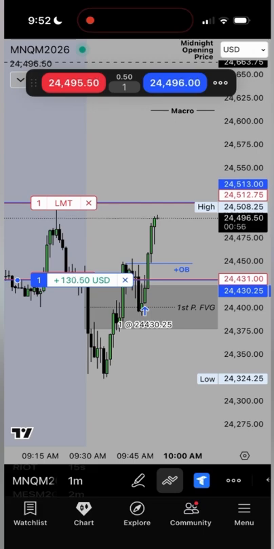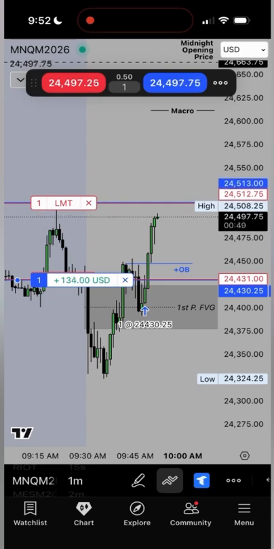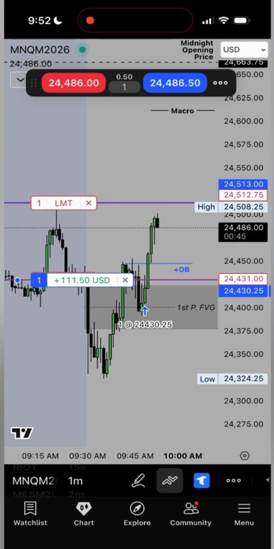We also have a small fair value gap above that bullish order block. I want price to remain above it. Treat it as support.